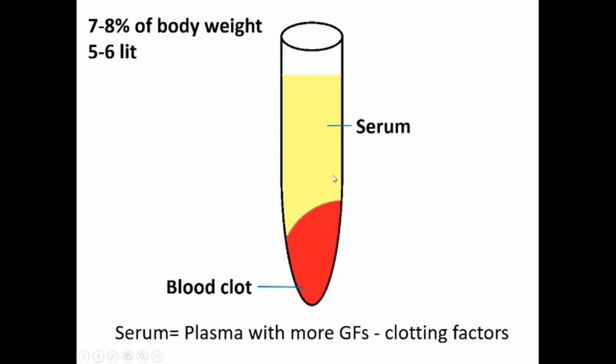And over this blood clot we have a yellowish, viscous liquid called serum. Actually, serum is plasma with more growth factors minus clotting factors, because these clotting factors participate in clot formation.